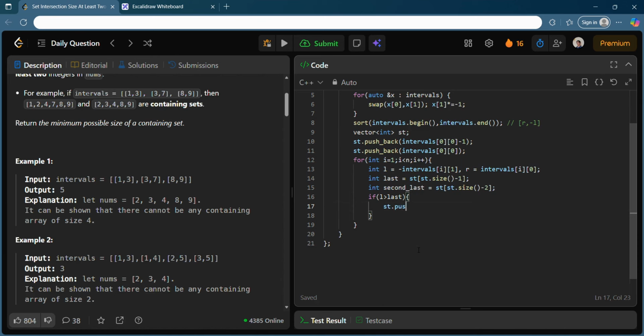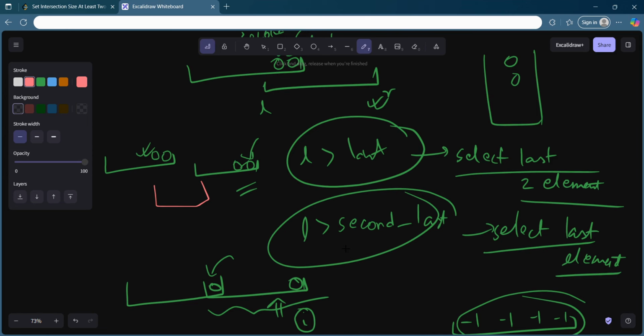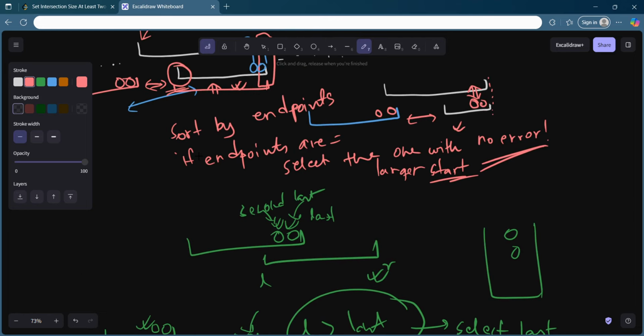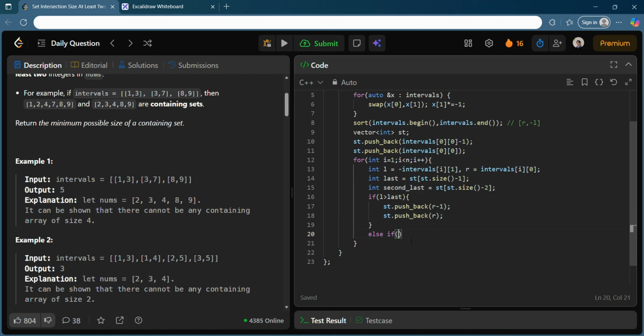So set dot push back. What exactly are you trying to push back? This R and R minus 1. So R minus 1 you should put first, and next you should put this R. Else if L is equal to last, or L is just greater than second last, I will say that this is a more strict criteria. So this is the last and the second last. If L is greater than last, it means that it has no intersections. But if it is just greater than second last, it means that there is one intersection.